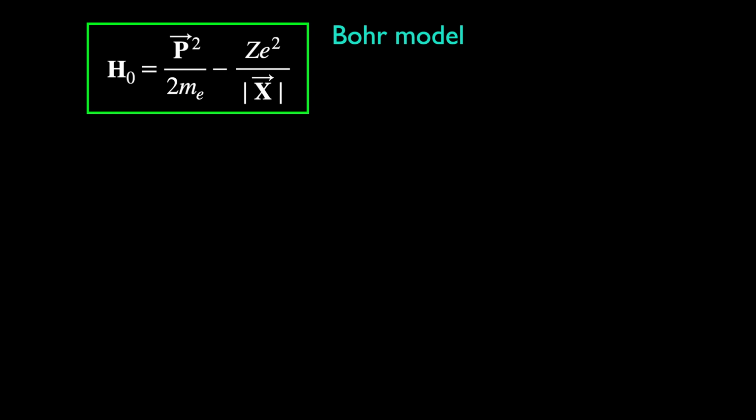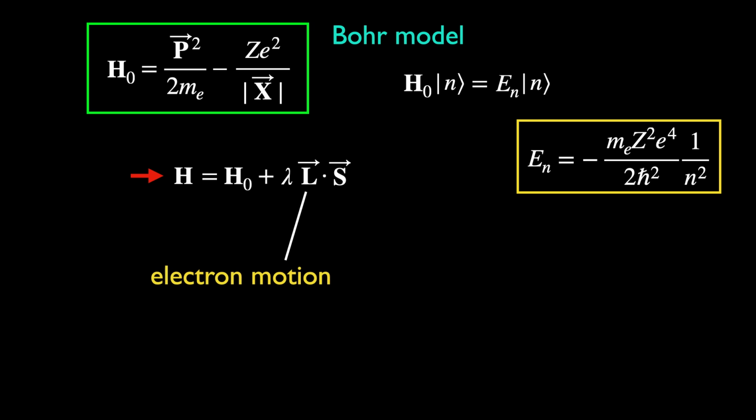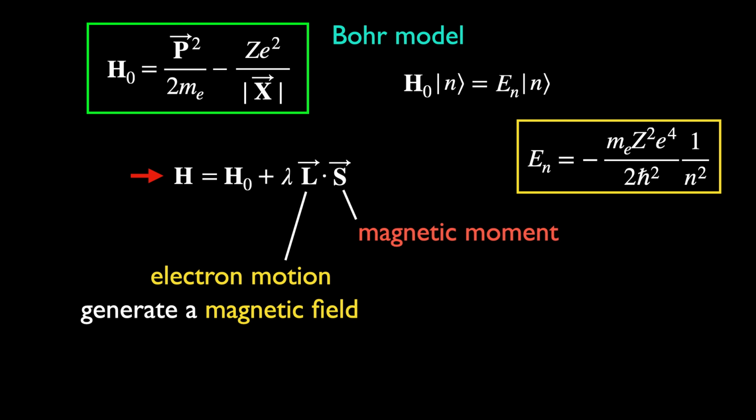If we look at just the basic Bohr's model, which takes into account only the Coulomb interaction between the electron and the nucleus, the energy of the electron depends just on n and is independent of any angular momenta. To make our theory of energy splitting work, we need to include the interaction between the magnetic field generated by the motion of the electron, represented by its orbital angular momentum, and the magnetic moment carried by its spin.